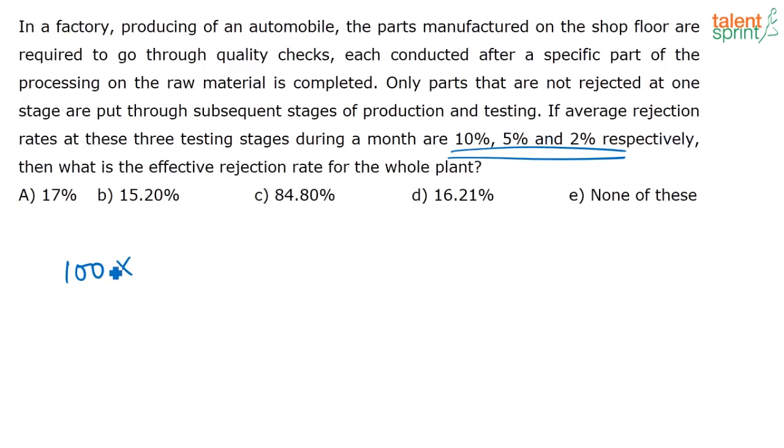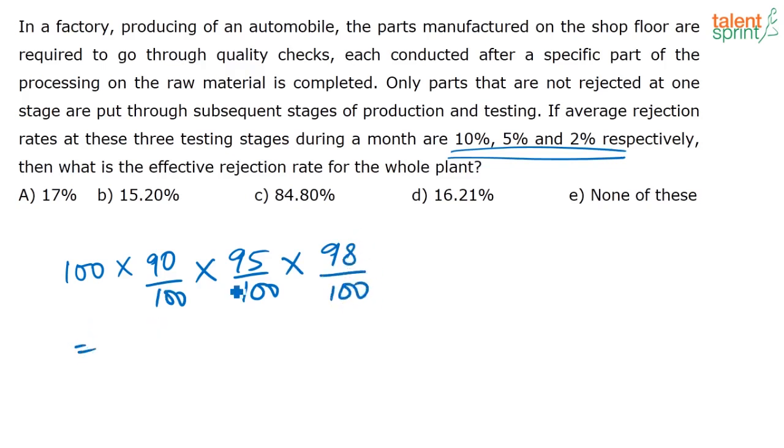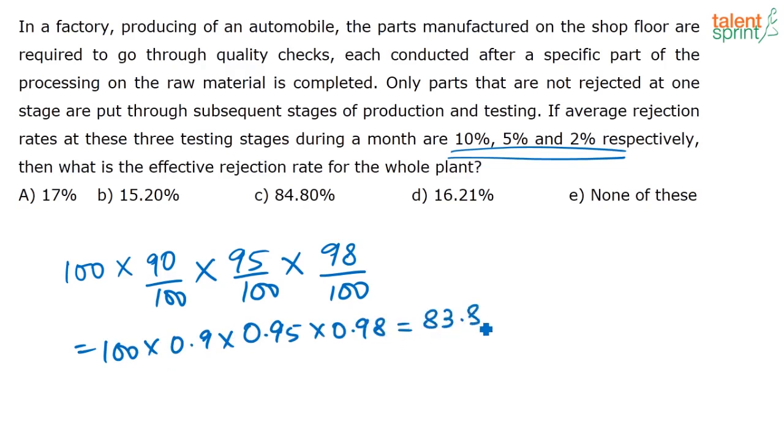90 percentage is left, or I can say 90 percentage of 100, correct? So 100 into 90 by 100, then in the next stage another 5 percentage is going. So whatever value you have, only 95 percentage of that remains, and in the next stage again 2 percentage is going, so you have only 98 percentage of that. Actually you can just directly write it as 0.9 into 0.95 into 0.98. Now if you solve this, you get 83.79.